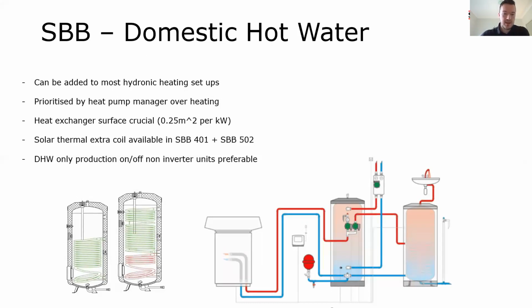So as you can see, the SPB has an inside coil, as I said. The potable water, it's a mains pressure tank, essentially. The potable water is on the outside here. It fills up the tank. The coil is used for hydronic heating water to run through and warm up or add energy to the potable water.